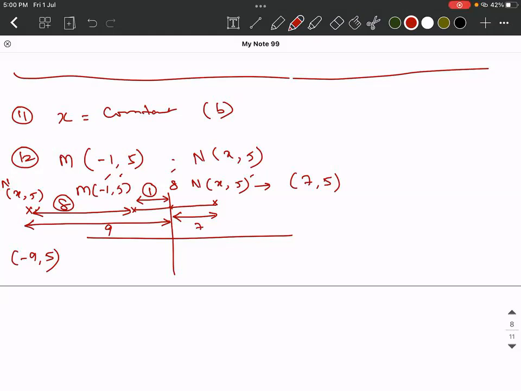Is there anyone who didn't understand this? Is it clear? Okay. Right. So draw the diagram clearly. Draw it neatly.